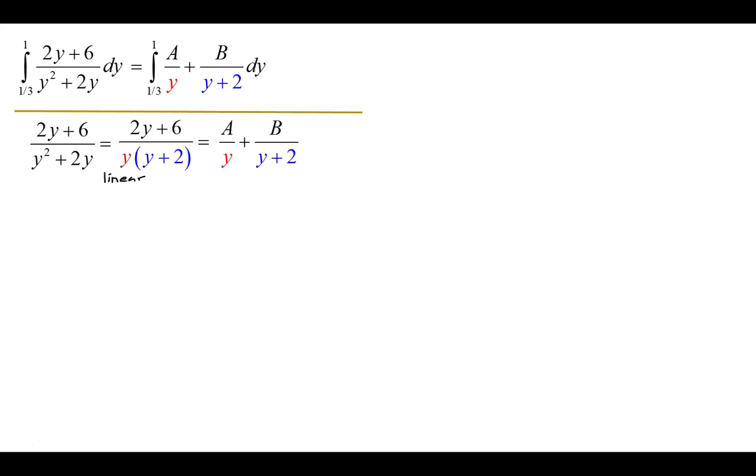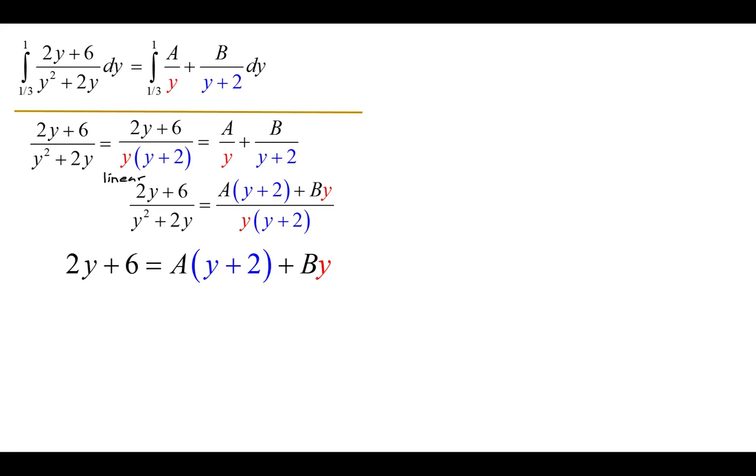If I was to put the fraction back together, I'd multiply A by what it's missing in the denominator. The common denominator is y times (y + 2), and so A is missing the (y + 2). Multiply top and bottom by that. And B is missing the y, so I multiply top and bottom by that. And then I focus my attention on the numerators now that I have my denominators matching. And so this is the equation that we'll use to find out exactly what A and B are.